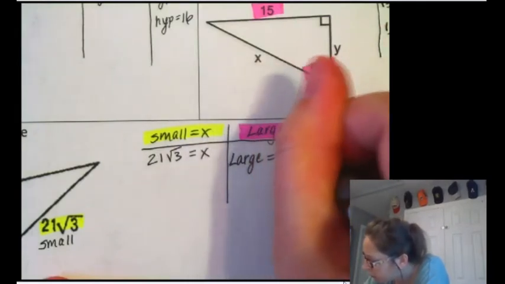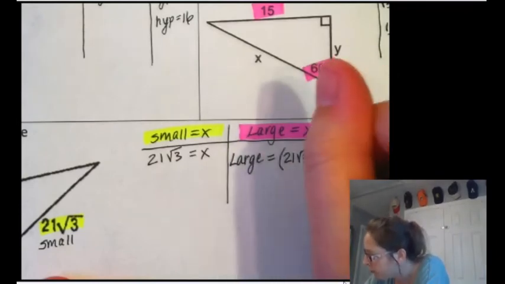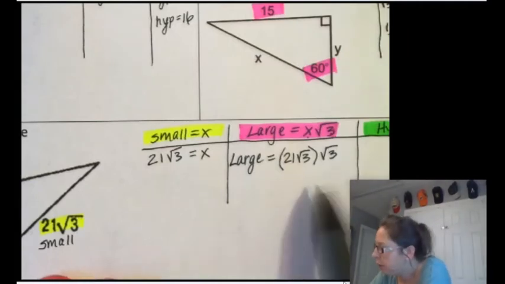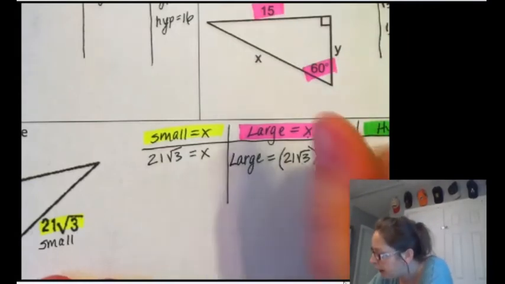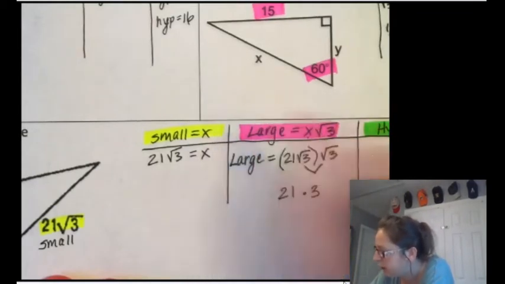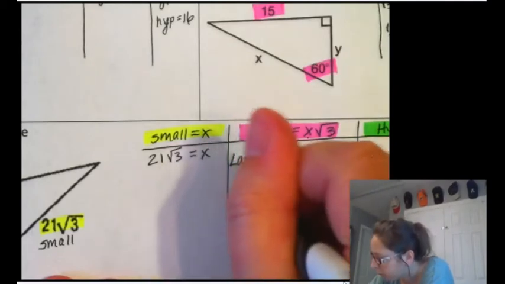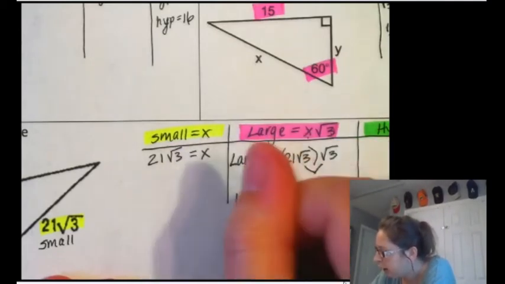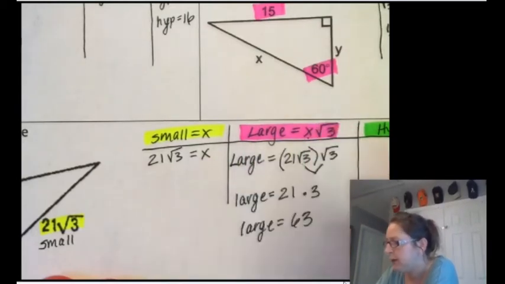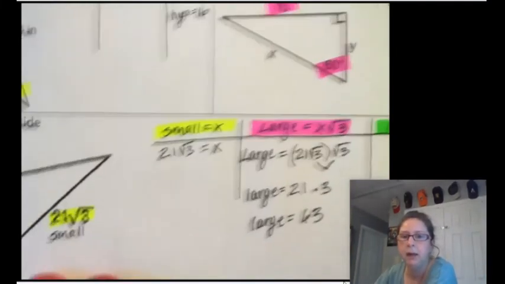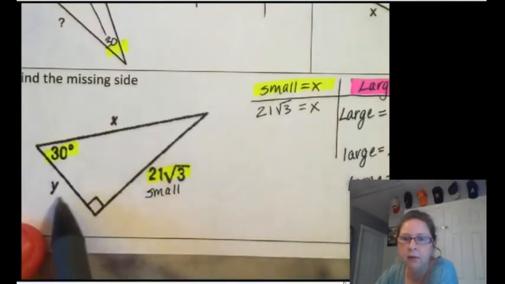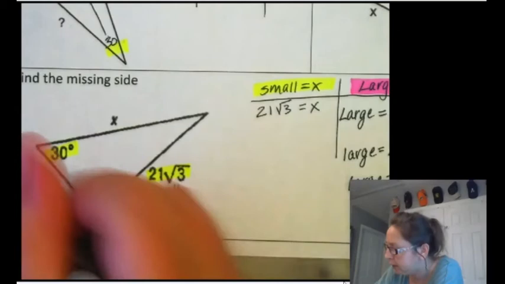21 square roots of 3 times that square root of 3. And here's what I will have. The square root of 3 times the square root of 3 is just 3. Bring down the 21. And so the large side equals 21 times 3, which is 63. In this image, the large leg is the y. Okay, so that is 63.